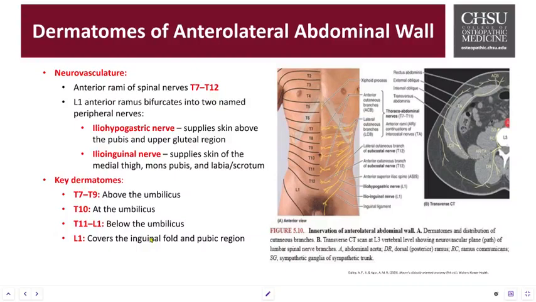So it's good to know the regions. T7 to T9 are above the umbilicus, T10 is at the umbilicus, T11 to L1 is below the umbilicus, and L1 covers an inguinal fold in the pubic region. Now let's not forget the two main peripheral nerves: the iliohypogastric nerve, supplying the skin above the pubis and the upper gluteal region, and the ilioinguinal nerve that supplies the skin of the medial thigh, and of course the gonadal regions of the skin.